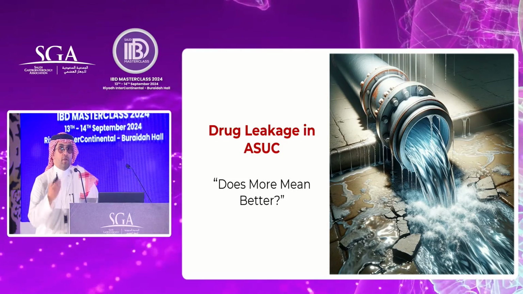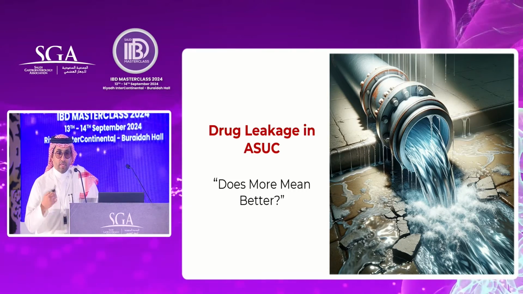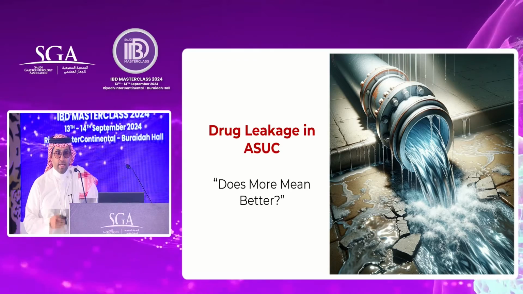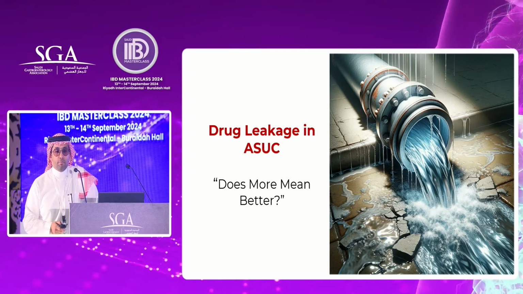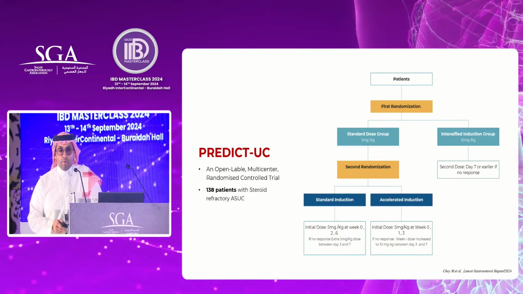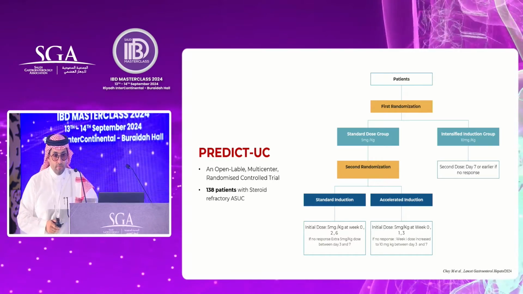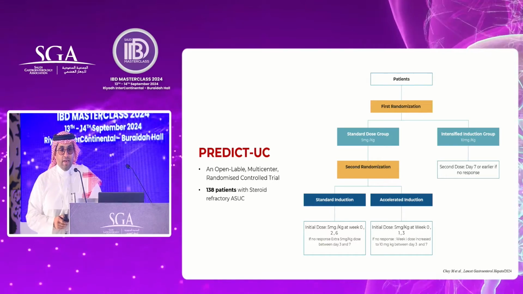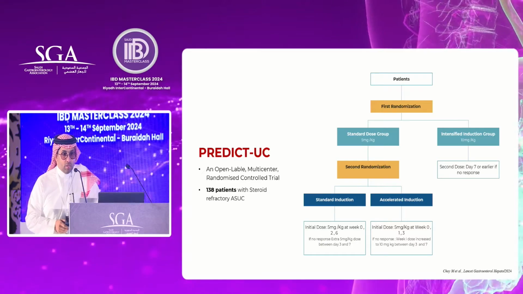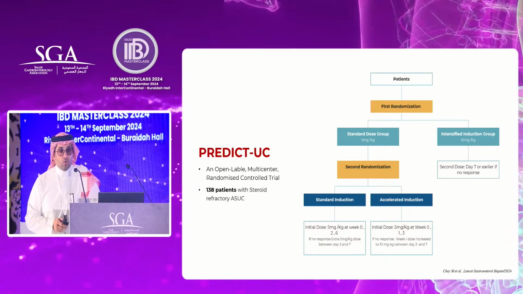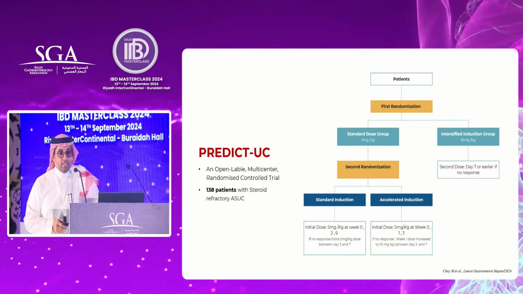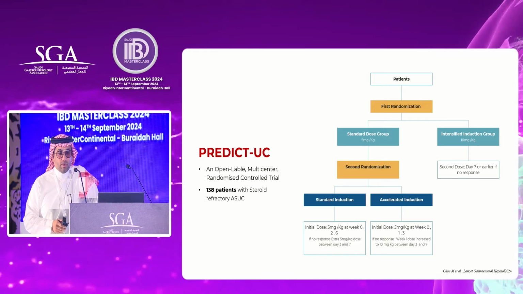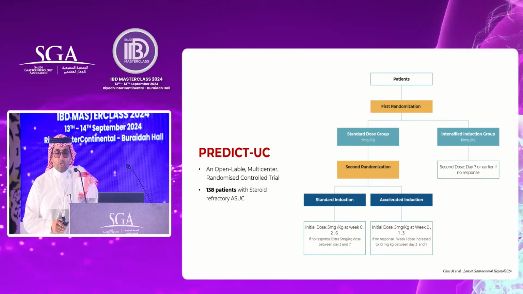So as we know, there is clearance, there is leakage of the drug. So what about increasing the dose? If there is leakage of drug, does more mean better? This is a recently published study called PREDICT UC. It is an open-label, multicenter randomized controlled trial. They included around 138 patients with steroid-refractory acute severe UC.